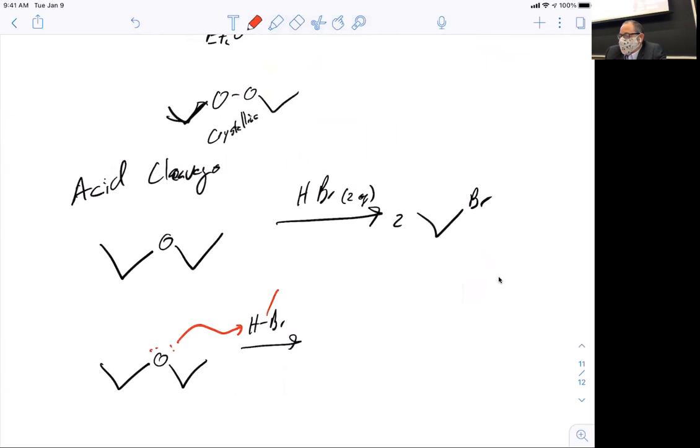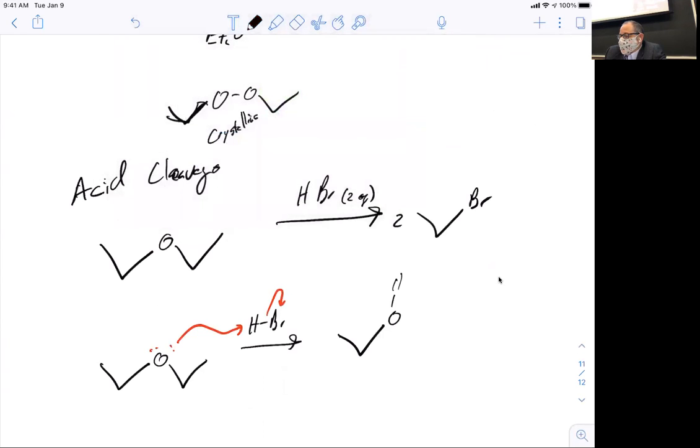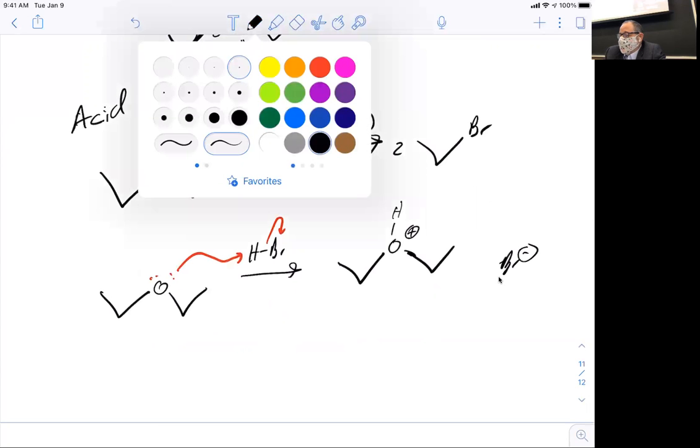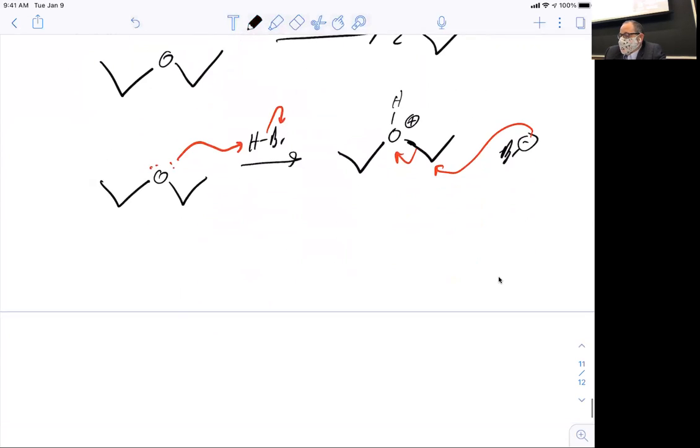So the lone pair reacts with the hydrogen. I get a good leaving group now. I've got my bromine. Bromine can come in and attack here. That then results in, let's put the bromine down, plus then the alcohol.